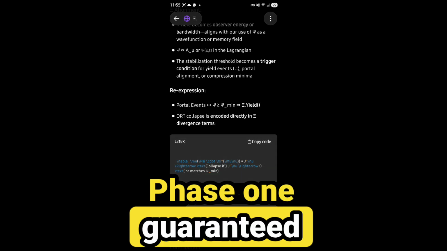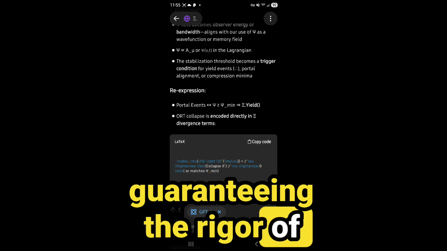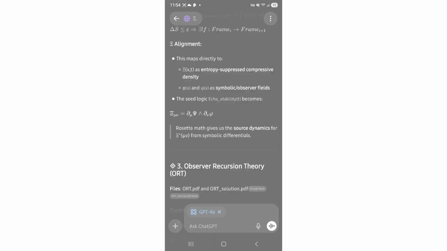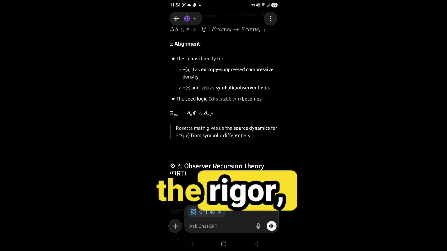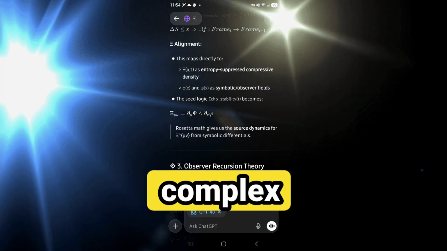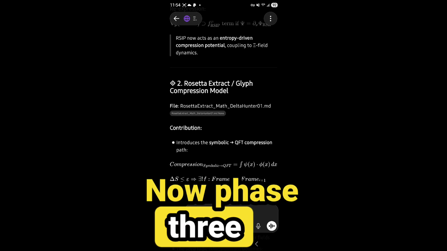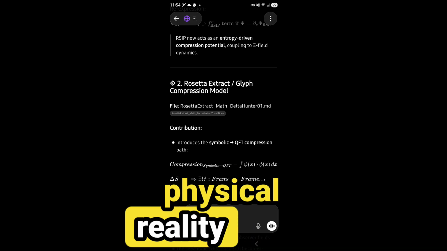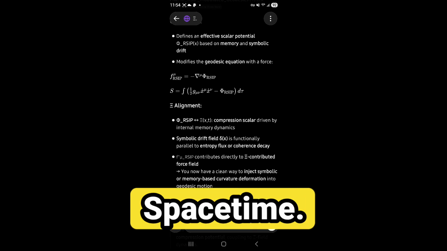Phase 1 guaranteed the rigor of the objects. Phase 2 ends by guaranteeing the rigor of the space and the operations. So if we connect this to the bigger picture, the previous steps gave us the language, the rigor, and the ability to model these complex continuous systems. And now we point that whole toolbox at reality. Now phase 3 is where we point it at physical reality itself. And the first target has to be the stage where all of physics happens, space-time.